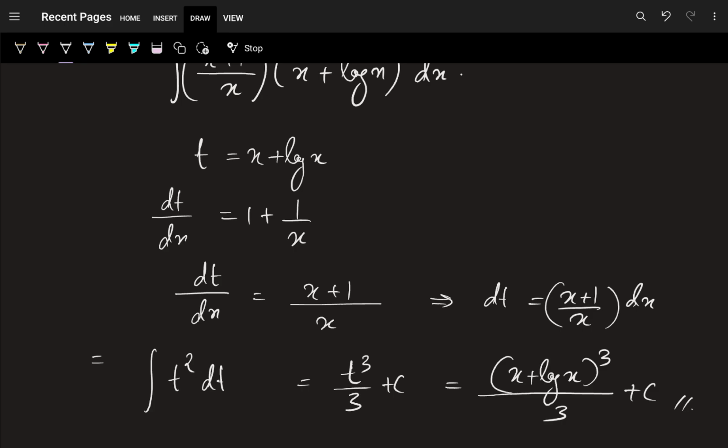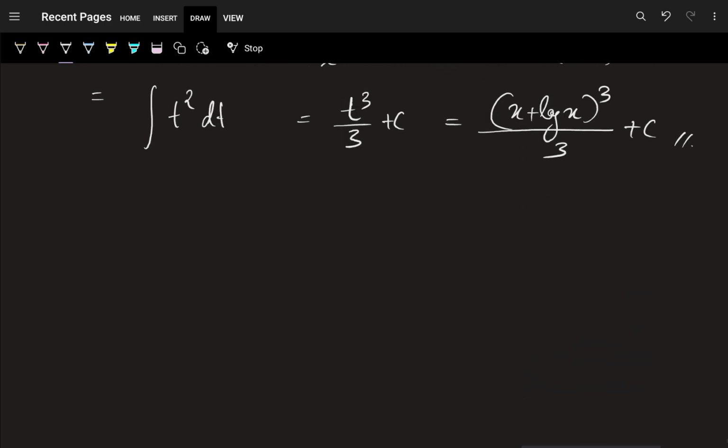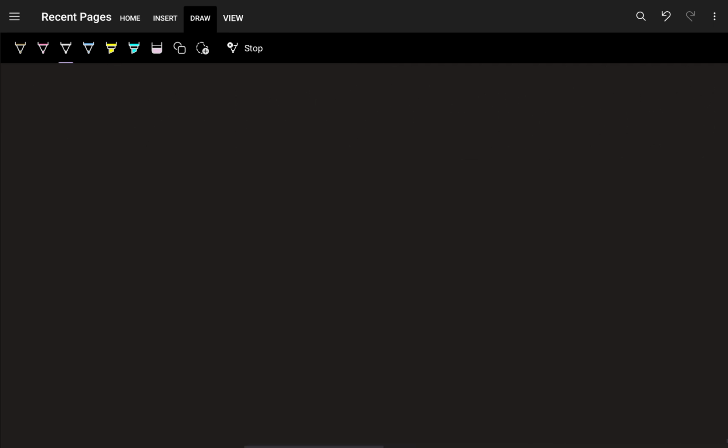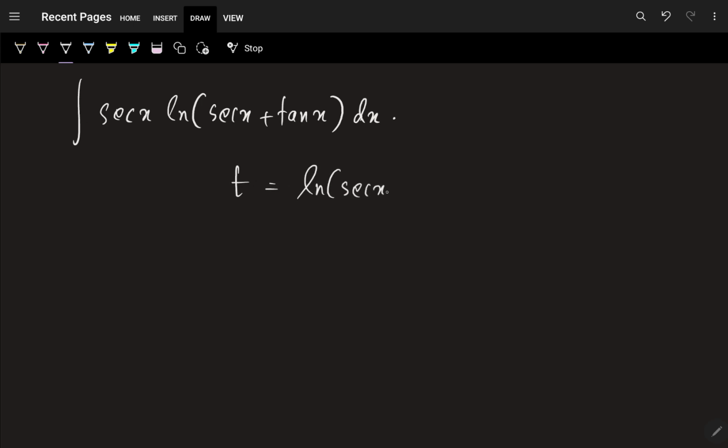So we are going to move on to the next question. The next question basically is I need to integrate sec x into ln of (sec x plus tan x) dx. So again, what you do, you take t as ln of sec x plus tan x.